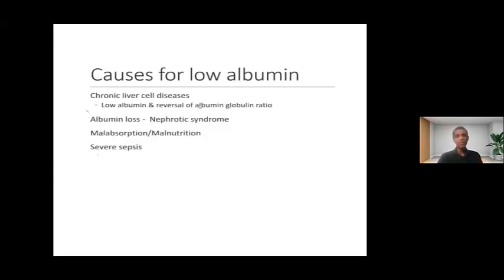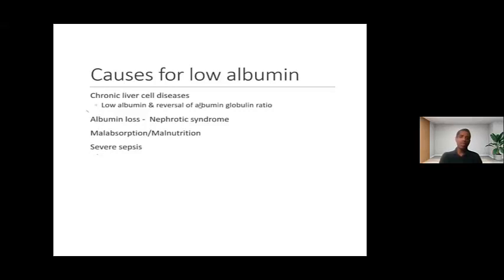So what are the causes for low albumin? Obviously chronic liver cell disease, because the synthetic function is getting impaired, so they can't produce albumin. And because of the low albumin, you will see a reversal of the albumin globulin ratio. Cirrhosis is a chronic inflammatory condition where patients produce a lot of immunoglobulin in response to the chronic inflammation, so you see a low level of albumin in spite of a high level of globulin, with the reversal pattern.